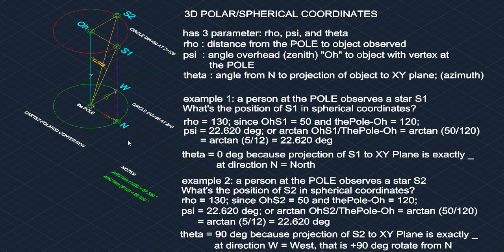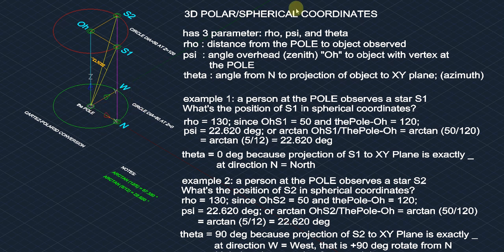Why spherical coordinates? Because if we draw a certain radius from this pole, we can draw a sphere here with this pole as the center point of the sphere.